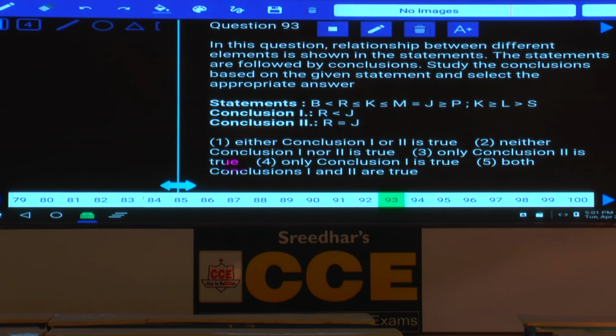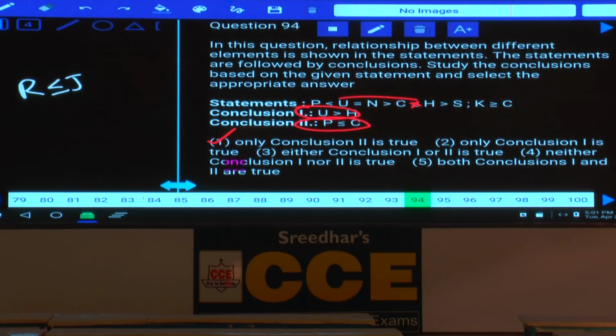Then question number 93. Now in this 93, the relation between R and J. Forget about the equals to. R lesser than or equals to J. Now what is the final conclusion? R is either lesser than or equals to J. Hence it can be lesser than or it can be equals to. Hence either 1 or 2, that is choice 1. 93 choice 1. Then coming to question number 94, the relation between U and H. U is here and H is here. Between these two, the only symbol which is common is greater than, U greater than H is 2. Now the relation between P and C.